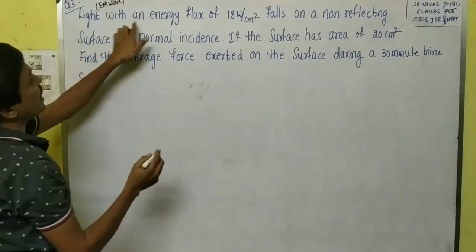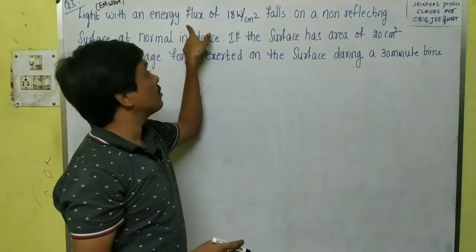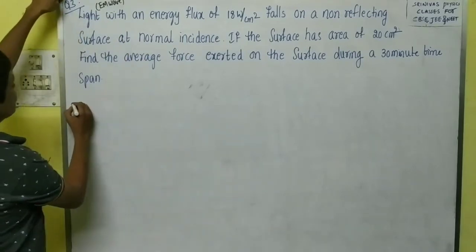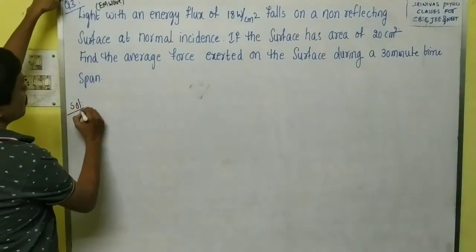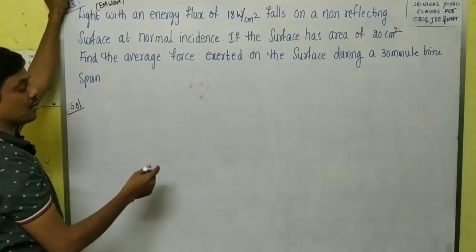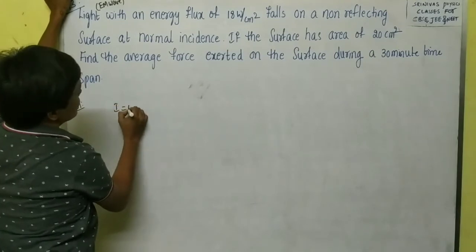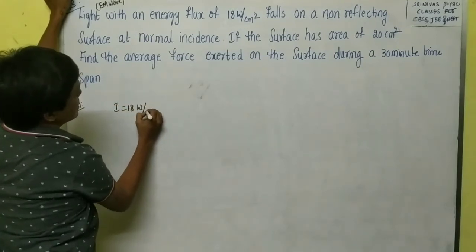EM wave with an energy flux. Energy flux means the intensity of the EM wave only. First of all, whenever you want to solve the problem, you have to write the given values. If any figure is there, you have to draw the figure also. The intensity they gave is 18 watt per centimeter square.